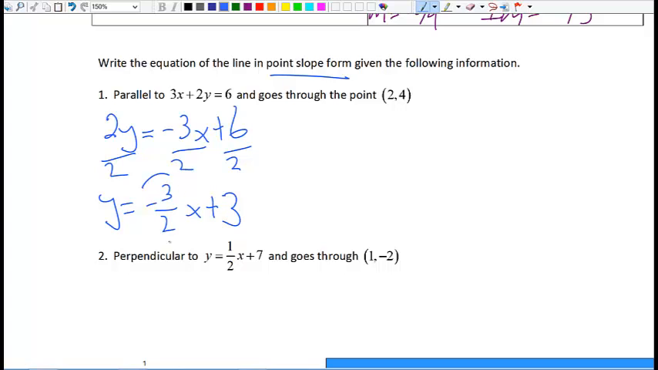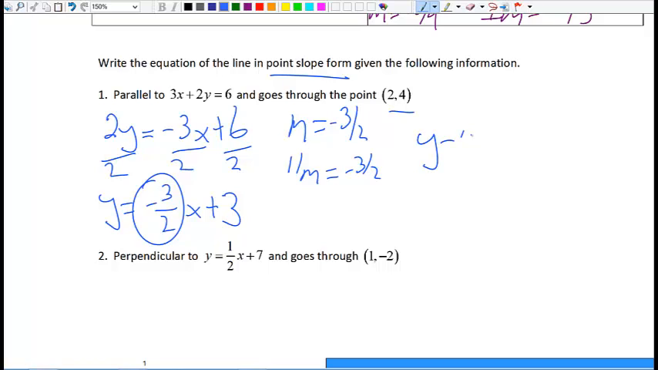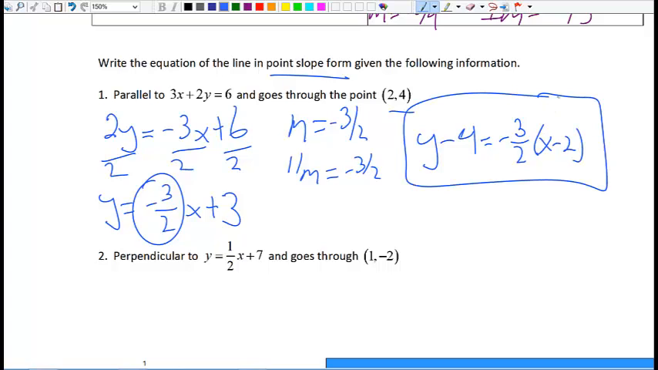Now of this, I just want the slope. So if the slope is negative 3 halves, what's the parallel slope? That would also be negative 3 halves. So I've got a point and a slope. With the point being (2, 4), I can just write it in point-slope form: y minus 4 equals negative 3 halves times (x minus 2). And there's our full equation.